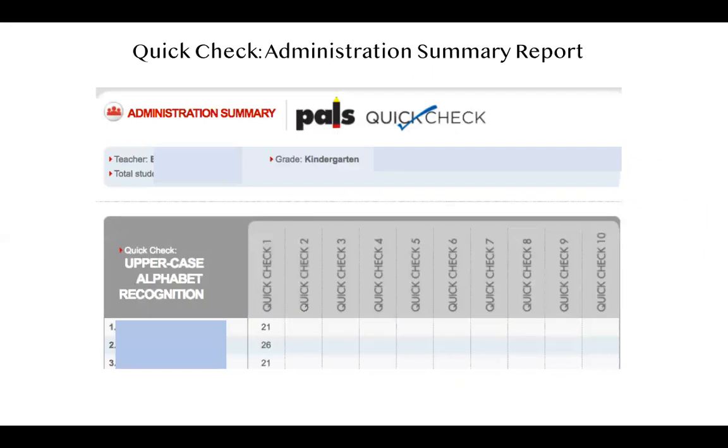And then here's an example of the administration summary report, which is simply, here's your class list. Here are the students that took quick check number 1, for example, and here's how they scored on it, which can give you a great overall picture for your whole class should you need it.